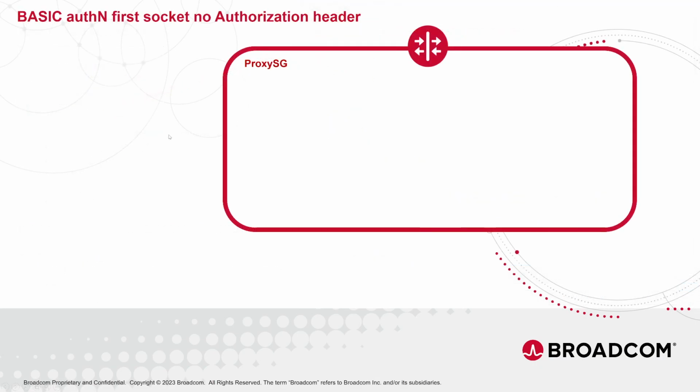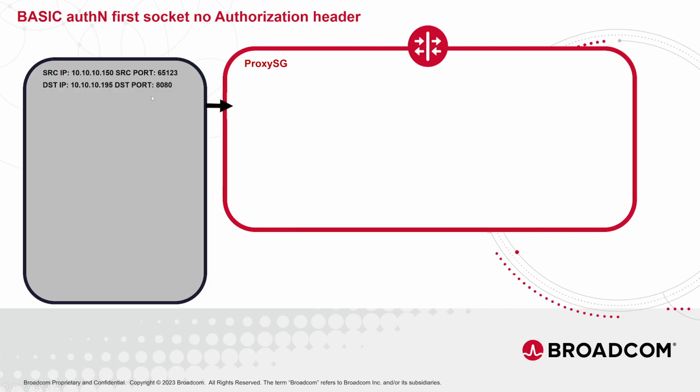Okay, let's go to the next slide. So let's walk through this step by step again to reinforce the flow. So this is using basic authentication. It's the first socket, and there isn't the proxy authorization header already in the first socket, right? So you get the socket open, source IP, source port, destination IP, destination port. Since we are explicit, this is the destination IP and port of the proxy.